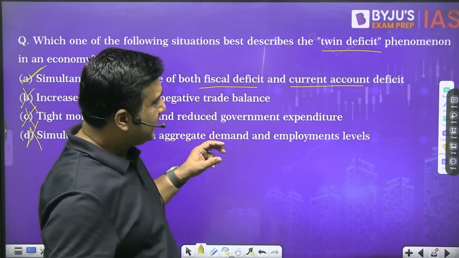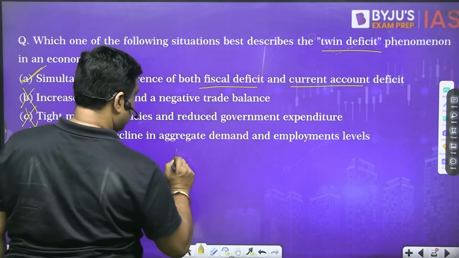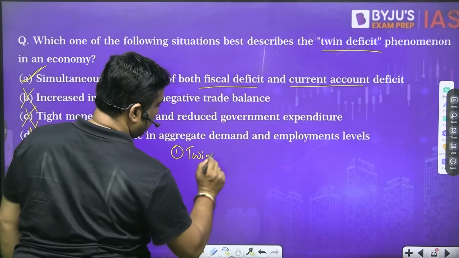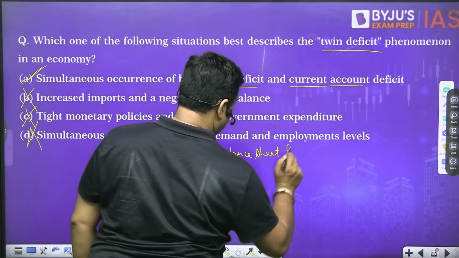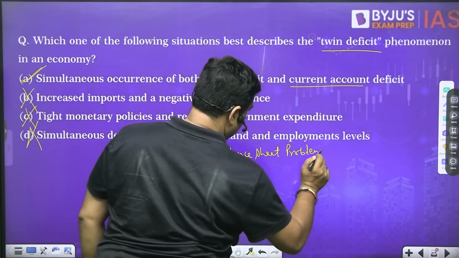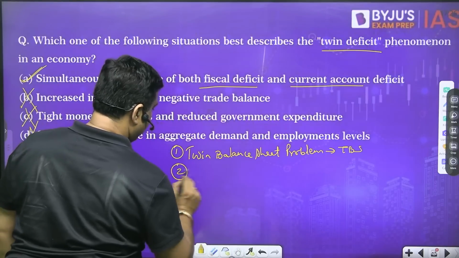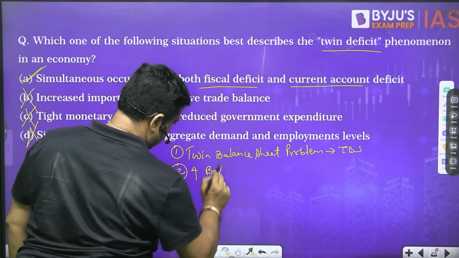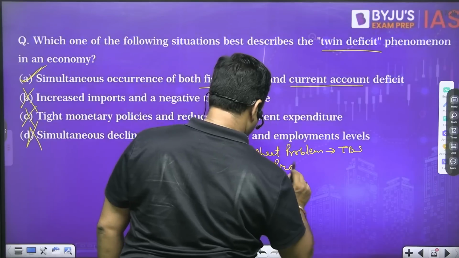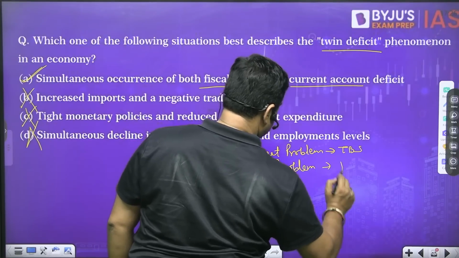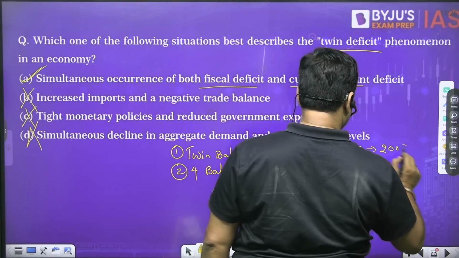Now when we talk about twin deficit, you need to understand 3 more points. First, twin balance sheet problem, known as TBS. Then you have 4 balance sheet problem, known as 4BS. TBS was introduced in 2008.